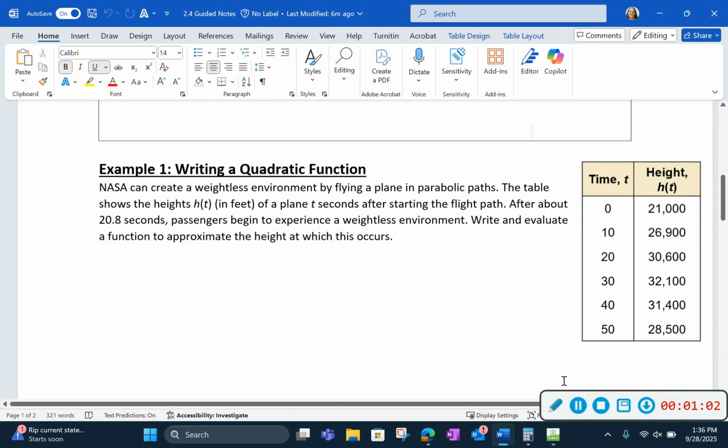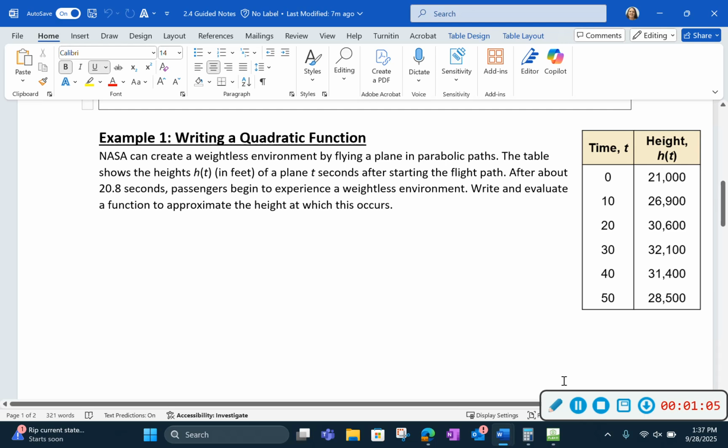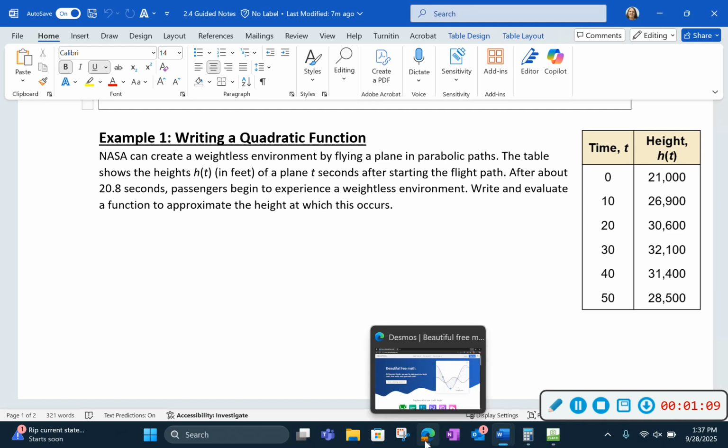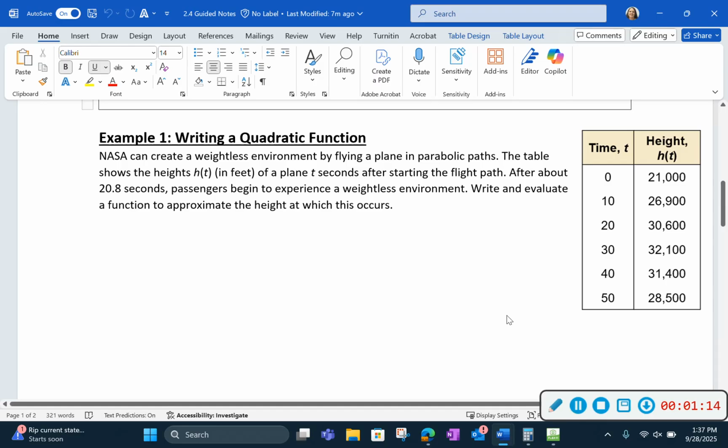So we're going to start off with example 1, writing a quadratic function. And we're going to do this using Desmos. So I'm going to show you how to do that now. All right, so before I do, I'm going to go ahead and read the problem.